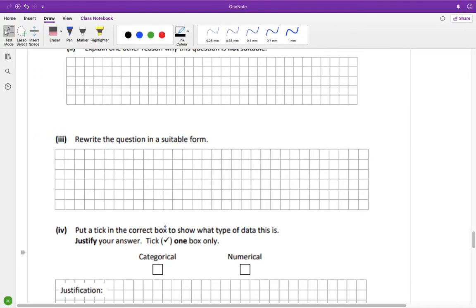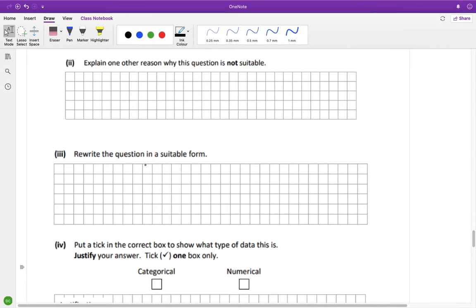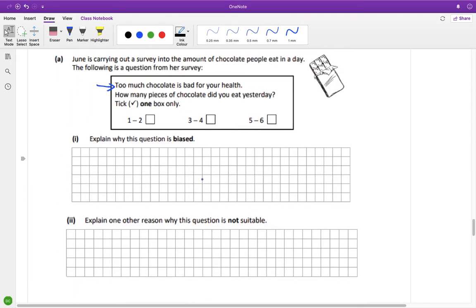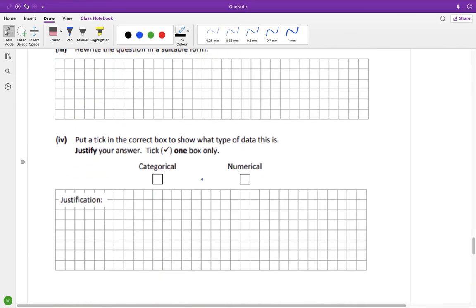So be more specific about the pieces. And I think the big thing is make sure you have an option for them eating no chocolate and for them eating a lot more than those 6 pieces. Okay, so put a tick in the box to show what type of data that is. So is it categorical or numerical? So how many pieces? The answer is going to be a number. So that makes it numerical. And even if you go with the grams, it's still a number.